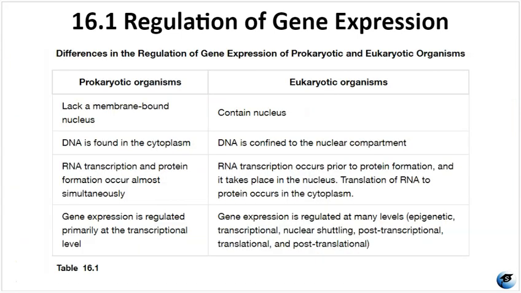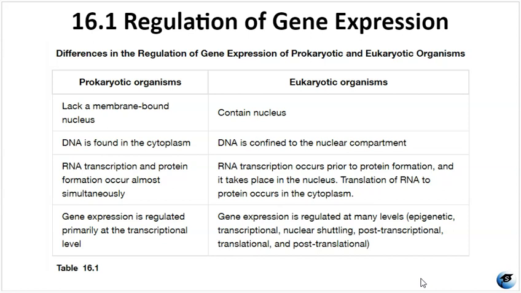Table 16.1 is giving a nice little list that contrasts regulation of gene expression in prokaryotes and eukaryotes. This table in particular may be helpful to use as a resource to look back on if the stuff that we're about to talk about in the next slides starts to get confusing.